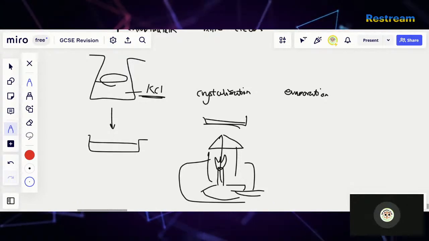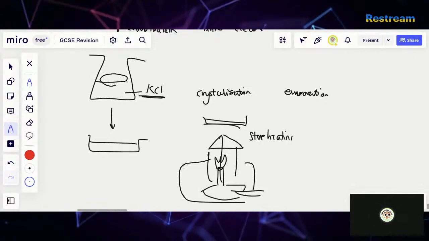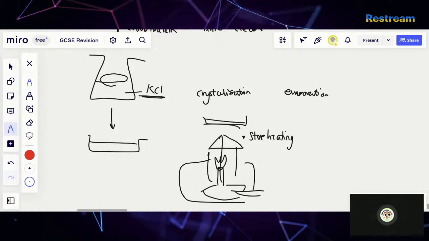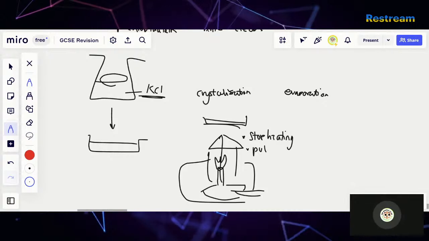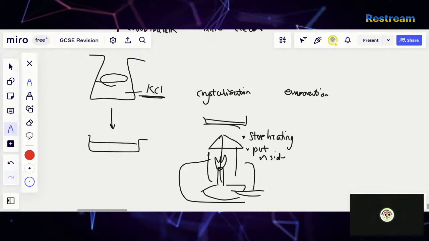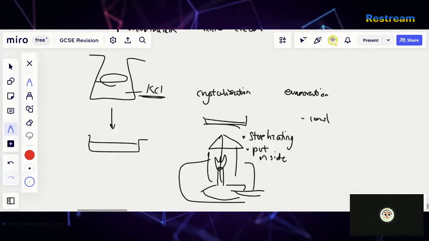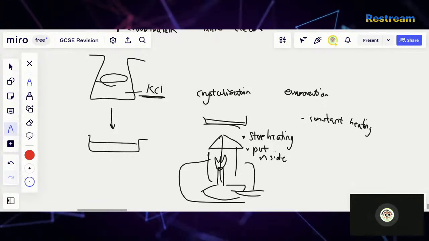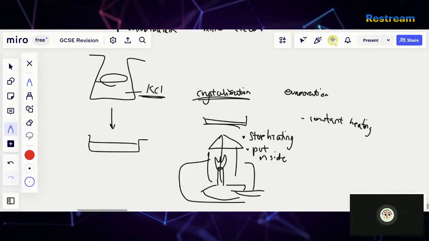Now, the difference between crystallization and evaporation is that with crystallization, you stop heating once you see crystals start to form. The reason why you stop heating is because the solution breaks down with heat. So in order to prevent it from breaking down, you stop heating and then you put the crucible on the side to evaporate the rest by itself. Whereas evaporation is just constant heating until all you have left is the crystals. An advantage with crystallization is that you actually get better crystals because it's more sustained over a long period of time.